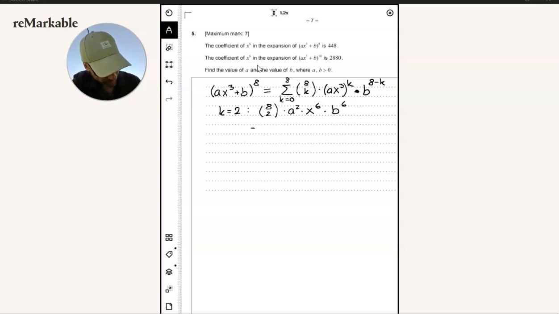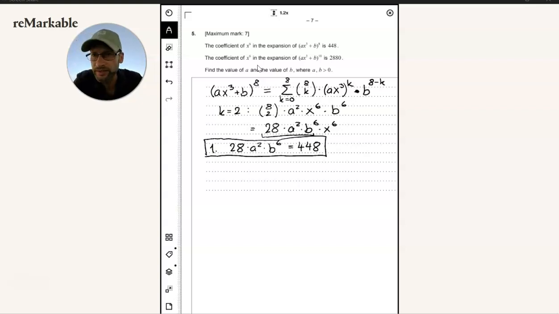And we can work a little bit on this. 8 choose 2, that's 8 times 7 divided by 2, so that's 4 times 7, that's 28, times a squared times b to the 6 times x^6. And our information is that the coefficient, that's this part, is equal to 448. So the first equation is that 28 times a squared times b to the 6 is 448. I'm going to put this in a box, because if I can get one more equation, then I'm pretty happy. And yes, where do I get that?